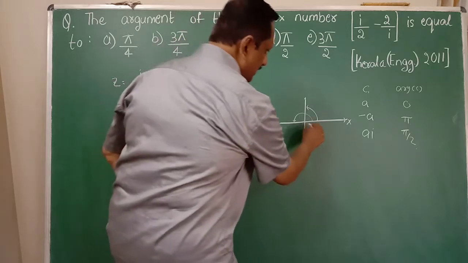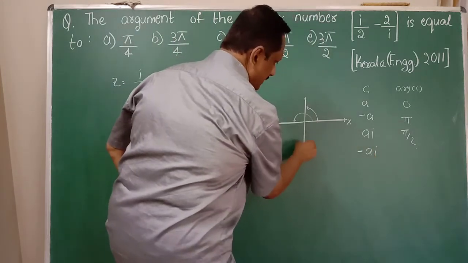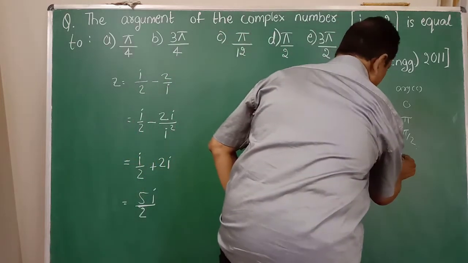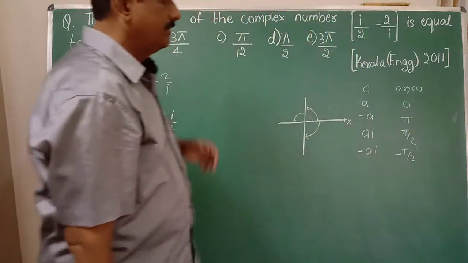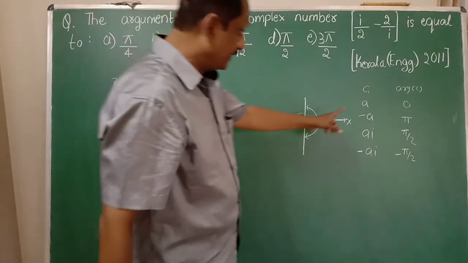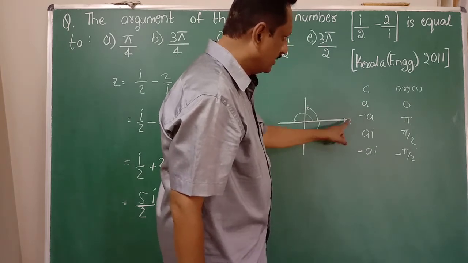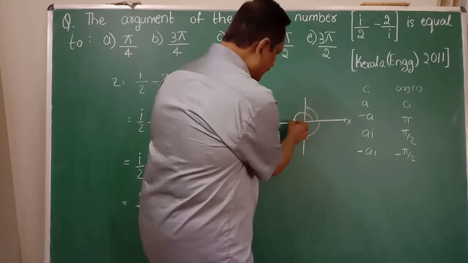And if it is minus of ai, then it comes here. Then this angle is how much here? Minus of pi divided by 2. Okay, minus of pi divided by 2. Therefore, if it is only constant a, then the amplitude is 0. If it is minus a, it comes here. Okay, then this angle is pi.